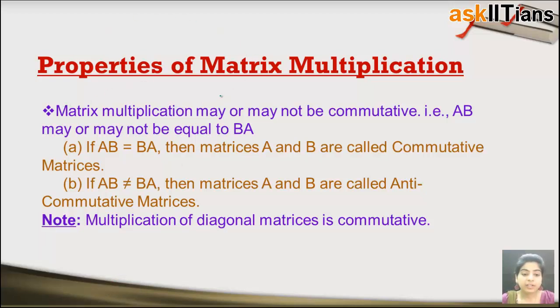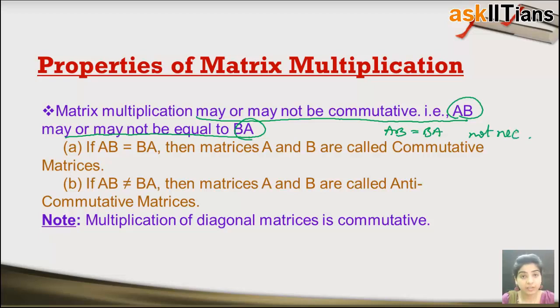So first of all, matrix multiplication may or may not be commutative. This we have already seen in the previous example, that AB may or may not be equal to BA. We need not have AB equal to BA. That is not necessary. In certain cases you might get it by chance, but it is not necessary in general. In case you get AB equal to BA, then the matrices are said to be commutative matrices. And if you don't get AB equal to BA, then they are called anti-commutative matrices.